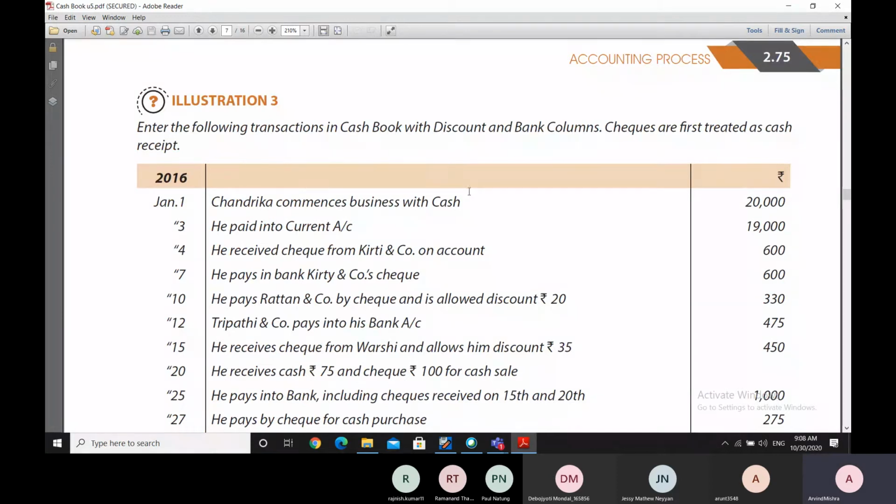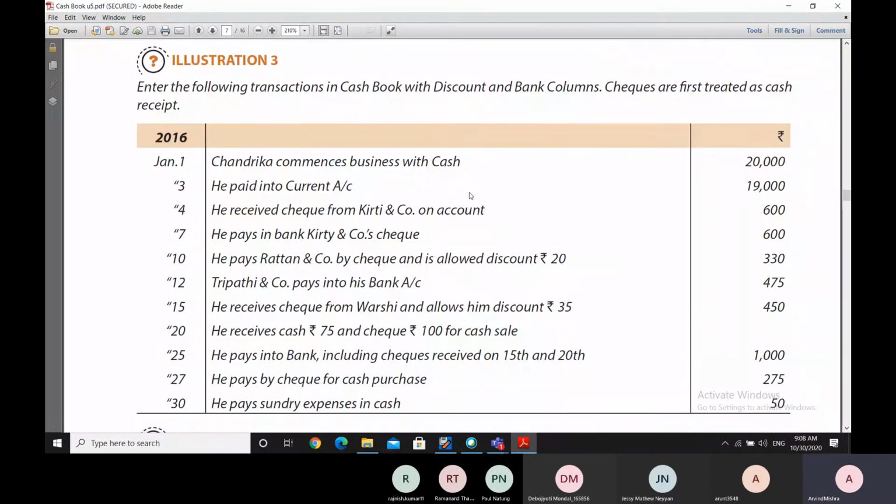So now we see an illustration, which is called illustration 3, and certain transactions are given here, and we are asked to enter the transactions in the cash book, which has a discount column as well as a bank column. So it is a triple columnar cash book, and it is also mentioned here that checks are first treated as cash receipt. There could be two ways of treating the checks.